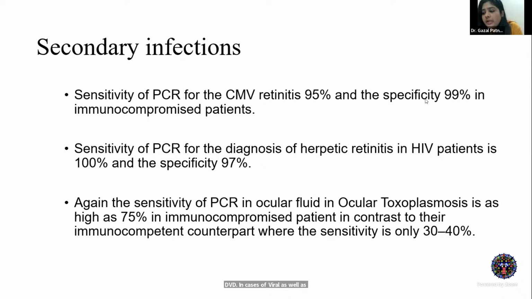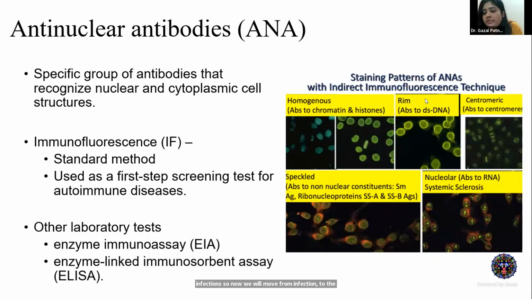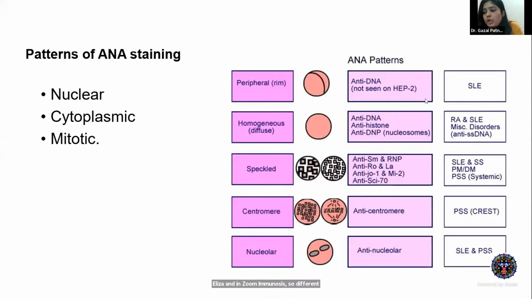So now we will move from infection to the immunological non-infectious conditions, and for them we have these anti-nuclear antibodies. These antibodies are a specific group of antibodies that recognize nuclear and cytoplasmic cell structures. They are tested by immunofluorescence, which is the standard method and used as a first step screening test for autoimmune diseases. Other lab tests include ELISA and enzyme immunoassays. Different patterns are seen that are broadly classified into nuclear, cytoplasmic, and mitotic groups.